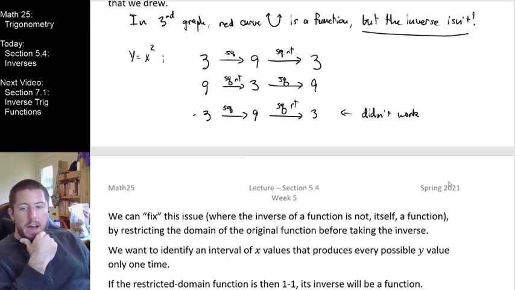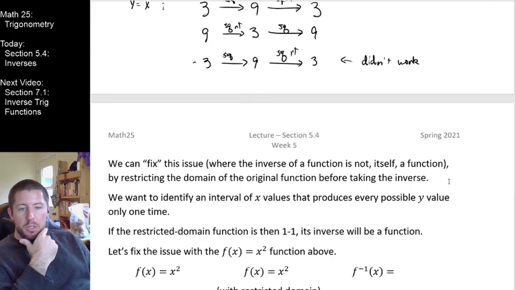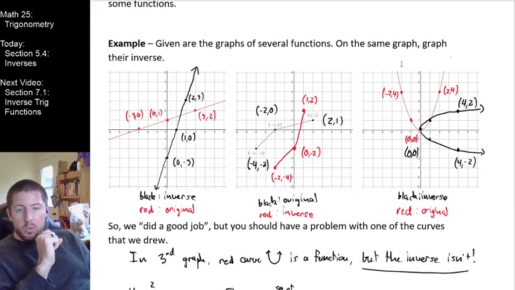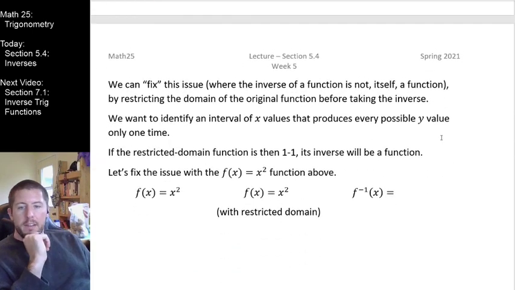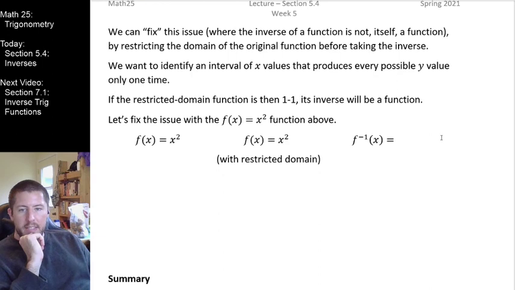We want to identify an interval of x values that produce every possible y value only one time. Notice that this red curve produced all possible y values like 4 two times. -2 and +2 both produced 4. It's a function, but it's a 2-to-1 function. There are 2 inputs for every one output aside from 0, 0. Right? So let's go ahead and fix this issue with f of x being not 1-to-1.